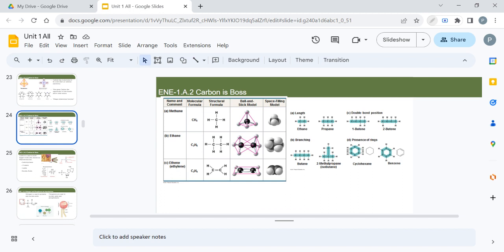This is just some images showing you some of the different shapes that carbon is able to make. You don't need to know about these. It's fine if you want to go take a look at it, but again, it's just kind of visualizing the different things that we can do.